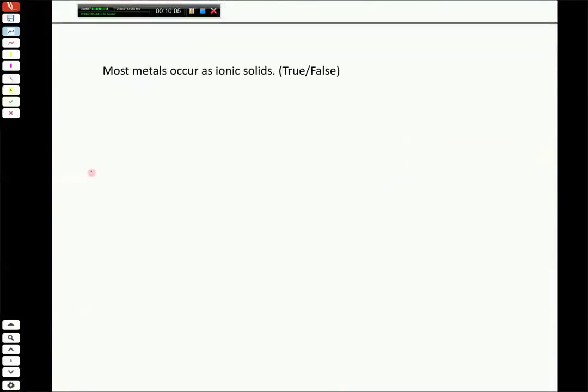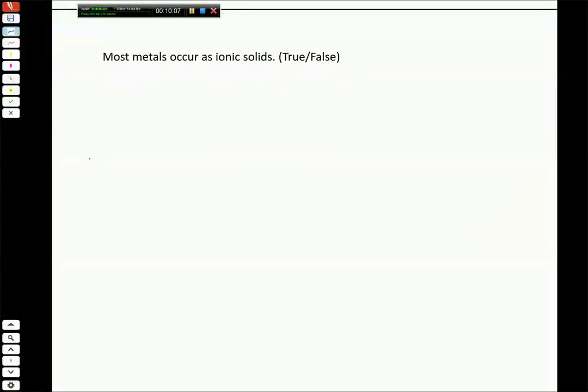And then finally, the last one is, again, about types of solids. Most metals occur as ionic solids. And this one, again, is a true-false question where we got less than 50%, so clearly there's some confusion floating around. What we should recognize is the different types of solids, so we can revisit this again.